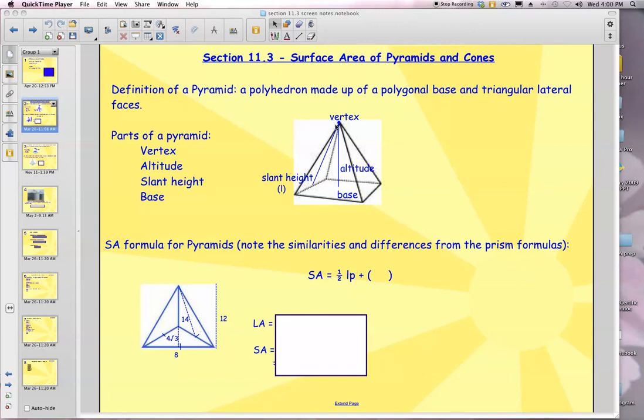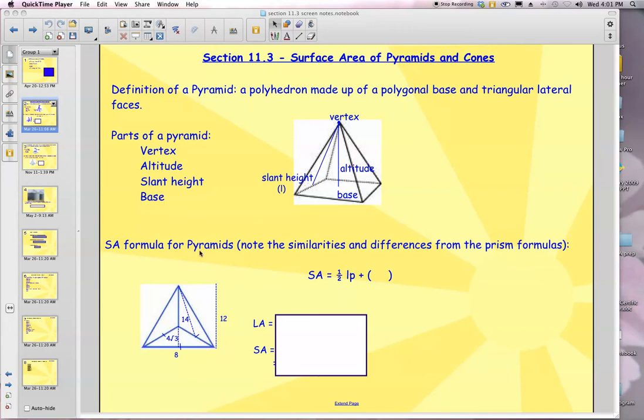Because our lateral faces are slanted, we now have an altitude, which shows the height of the pyramid, but we also have something called the slant height. The slant height shows the height of the sides. The altitude shows the height of the entire figure. The slant height shows how tall the sides themselves are. This is going to come into play when we talk about the lateral area.